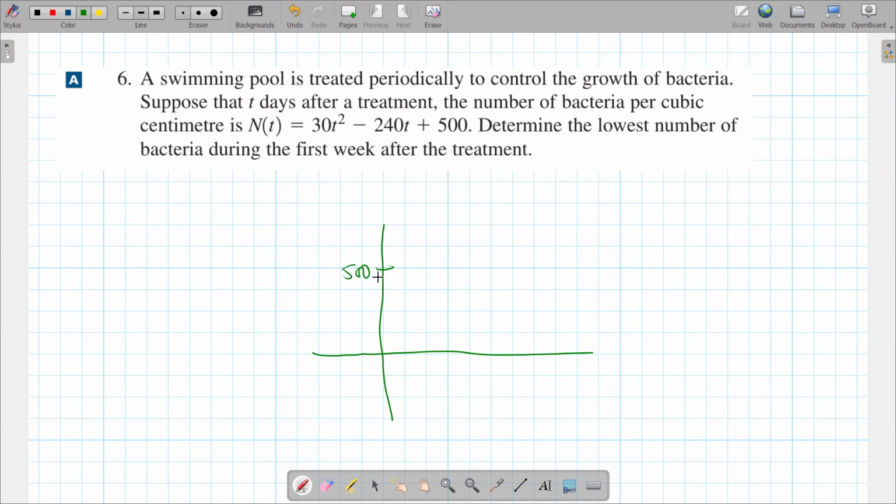We don't know where the vertex is, but what happens at the vertex? The slope is 0. So if we find this, that's going to be our lowest y value. Agree with that? So we just need to find what is this x value here, and what is this y value? We just need to find the vertex of a quadratic. How do we do that?